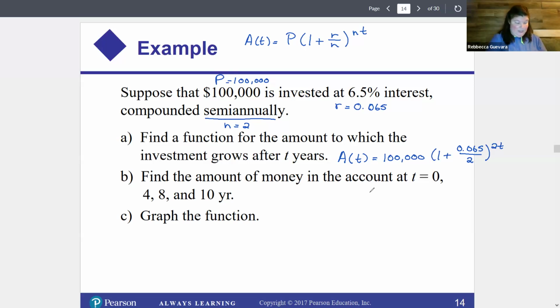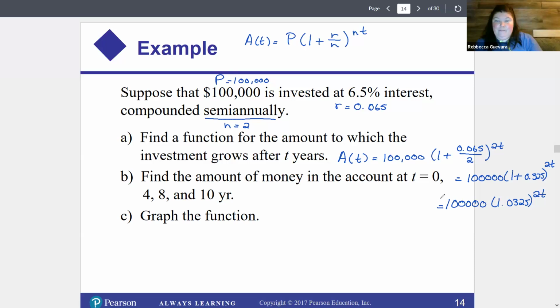Just to keep going with this, my 0.065 divided by 2 gives me 0.0325, which turns this into 100,000 times 1.0325 to the power of 2t. So that is my formula for A.